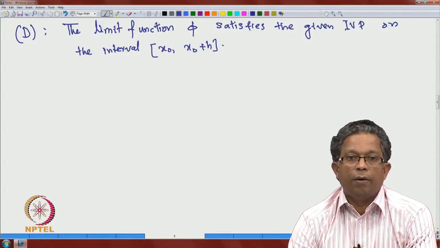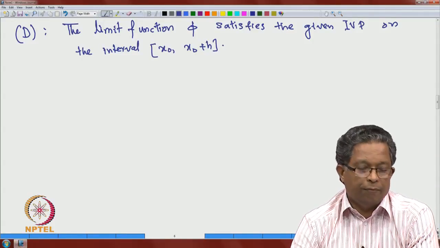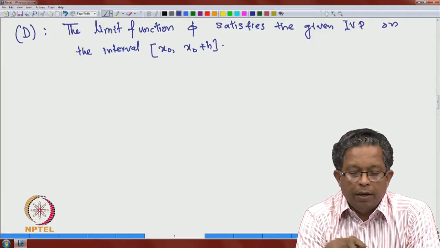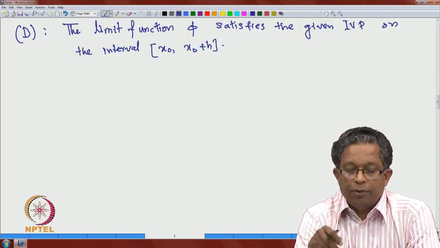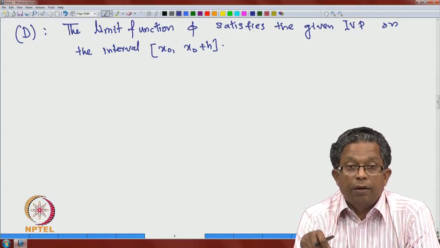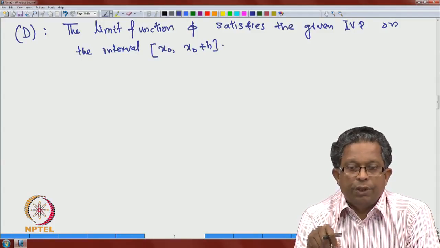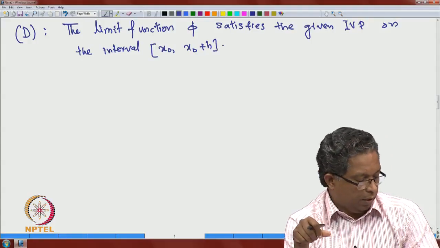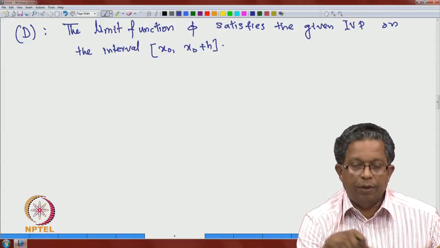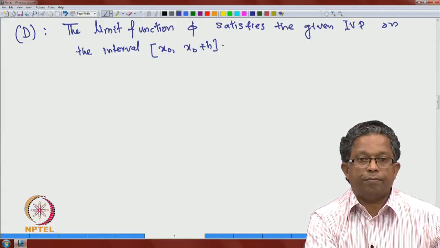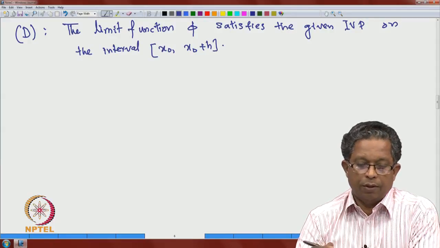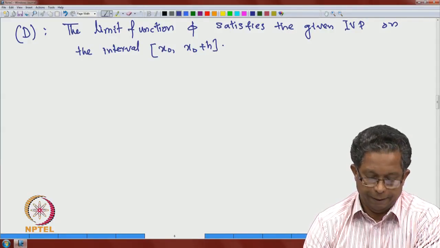So, in short, if we prove all these 4 parts, part A, B, C and D, then we obtain a limit function phi which happens to be the solution of the initial value problem, which proves existence of a solution to the initial value problem. And uniqueness has already been proved in the uniqueness theorem. So, let us prove part by part. So, proof of part A.